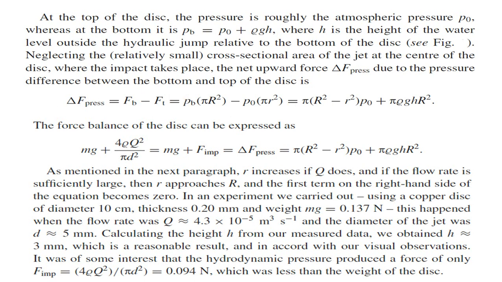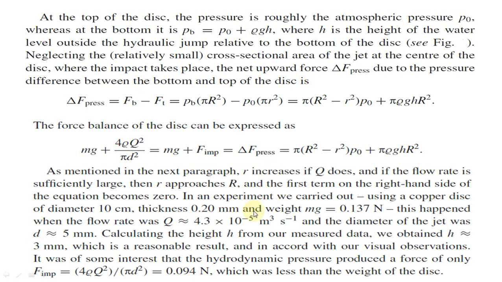So the force at the bottom is P bottom, which is the pressure at the bottom, times pi r square, where R is the radius of the bottom face and small r is the radius of the inner face. Now P naught pi r square is the pressure on the smaller side or the lower face. You can just calculate this delta F pressure and equate it. You will just get all the calculation, and it is written here.